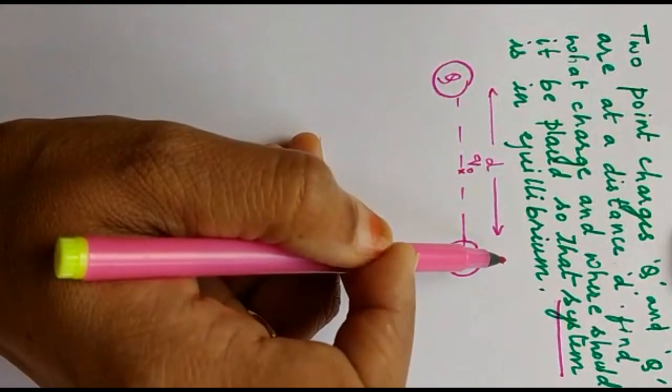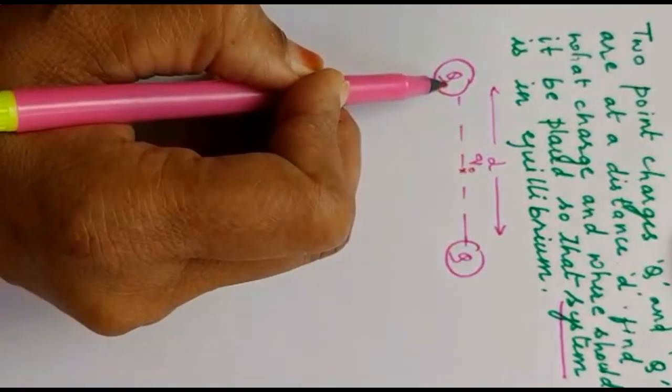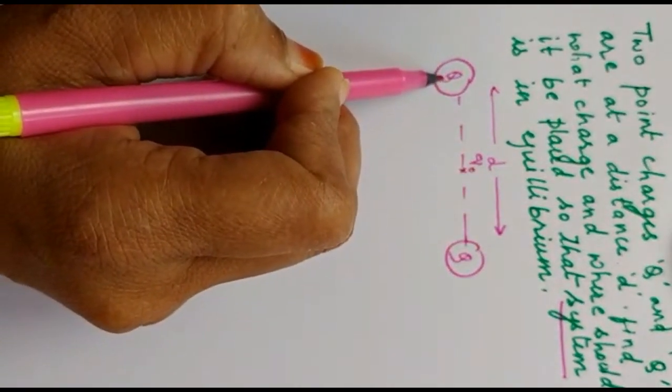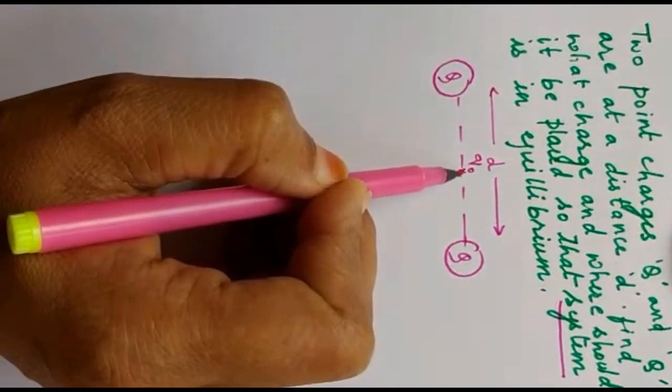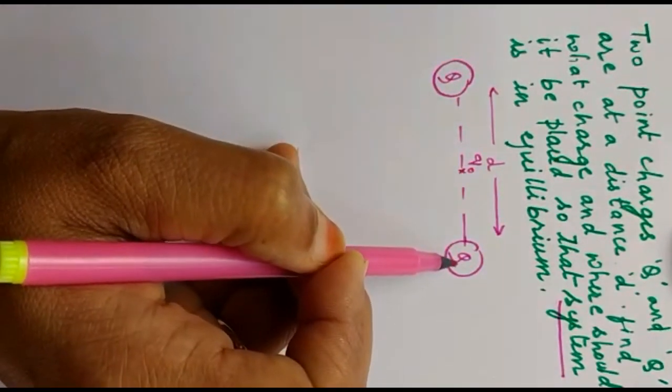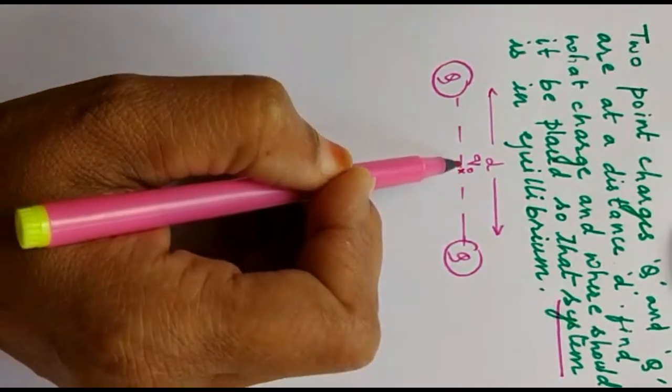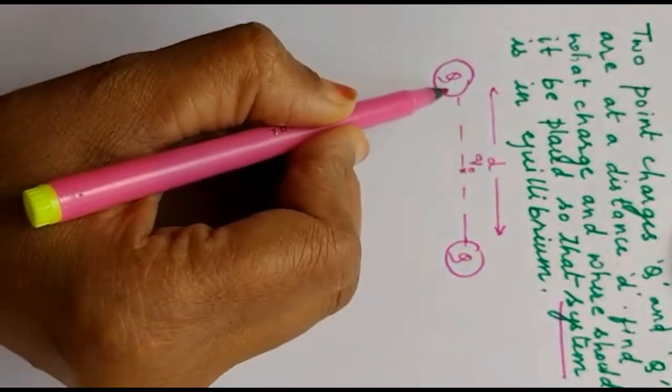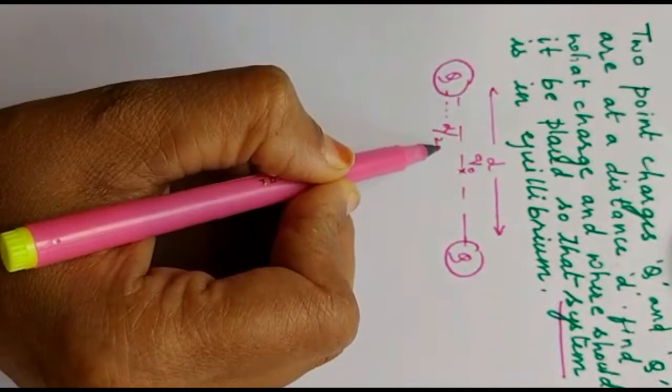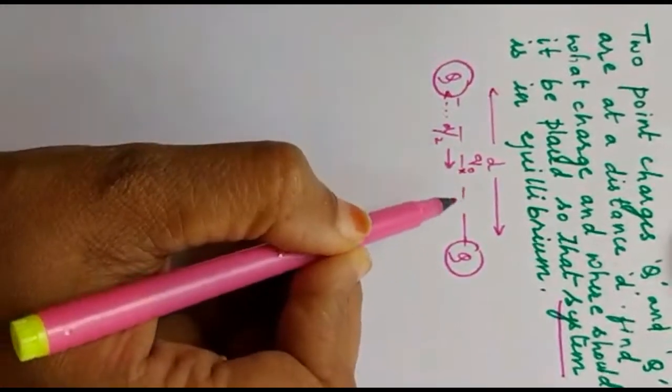Now the second one is, what charge should be placed for the system to be in equilibrium? When do you say a system is in equilibrium? If the net force on capital Q should be 0, the net force on Q naught should be 0, and even the net force on this should be 0. Anyway, central charge is already in equilibrium because we have placed it at a distance d by 2.